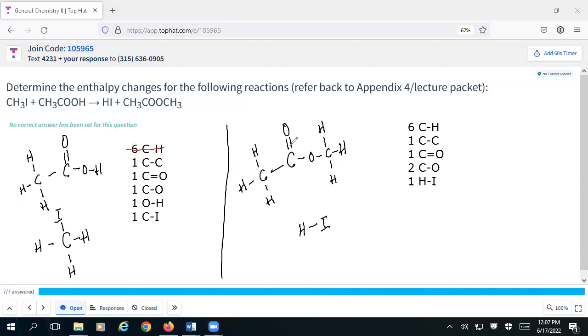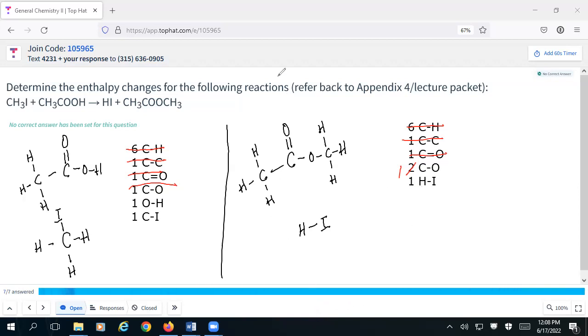All of the carbon hydrogen bonds stayed the same. Carbon to carbon stayed the same. The carbon to oxygens stayed the same. The only difference was we added one extra carbon to oxygen bond on the product side. And we exchanged a carbon to iodine bond for a hydrogen to iodine bond.